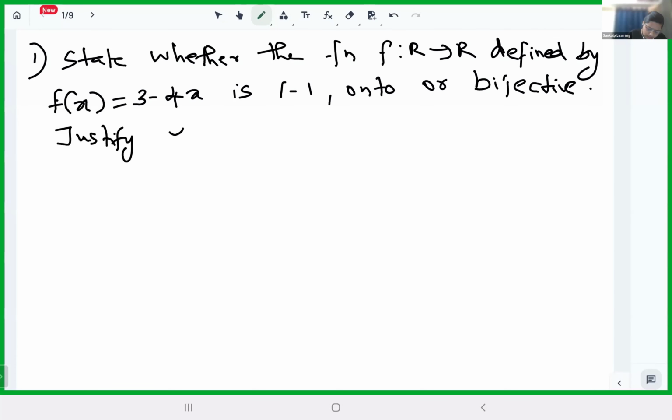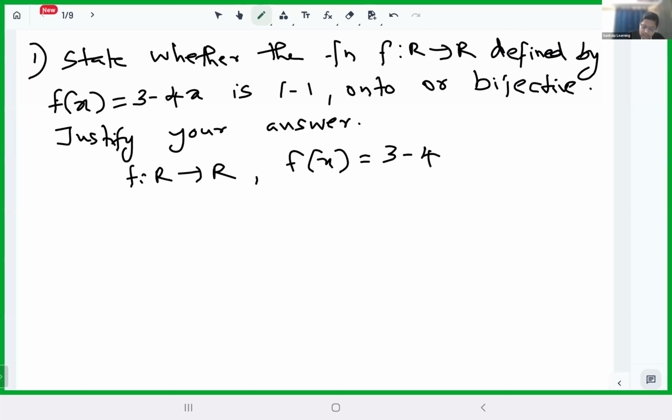So you are given a function defined from R to R. You should consider the domain and codomain; it is nothing but the set of real numbers. f is defined from R to R, and f of x is nothing but 3 minus 4x. You have to check whether it is 1-1 and onto, and if it is both 1-1 and onto, it is bijective, right? So you have to check it.